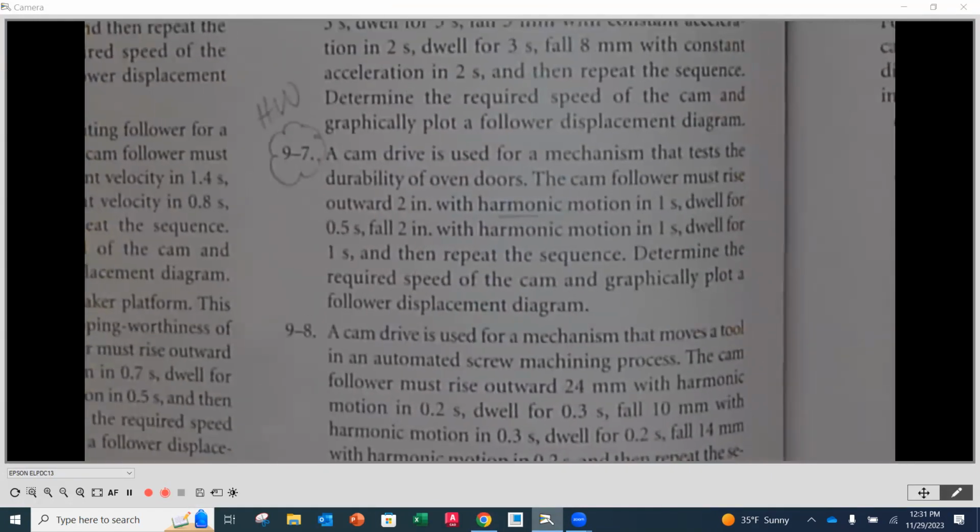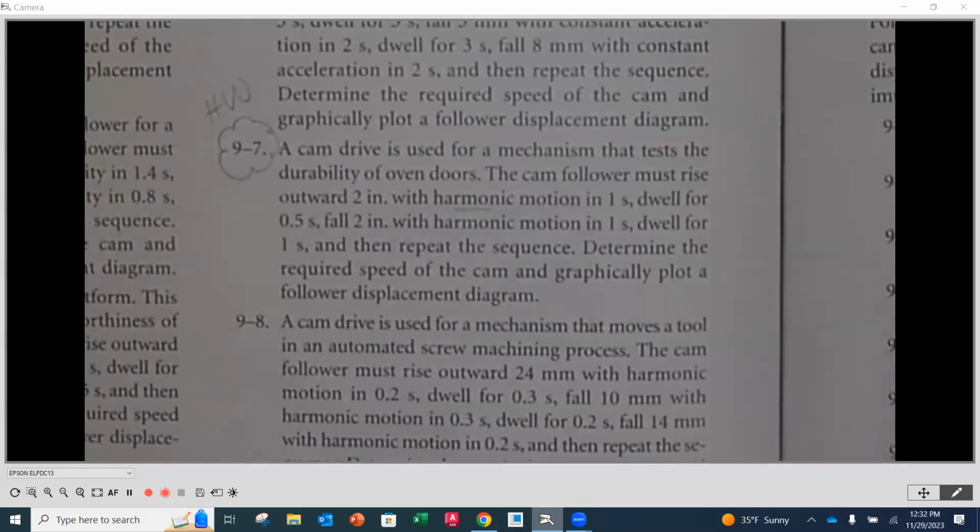The first one that you have is 9.7. This is on page 254. We have a cam drive used as a mechanism that tests the durability of an oven door. The cam follower must rise 2 inches with harmonic motion in 1 second, and then dwell for half a second, and then fall 2 inches with harmonic motion in another 1 second, and then dwell for another 1. And then it's going to repeat that sequence. So determine the required speed of the cam, that's the W, and graphically plot that displacement diagram.